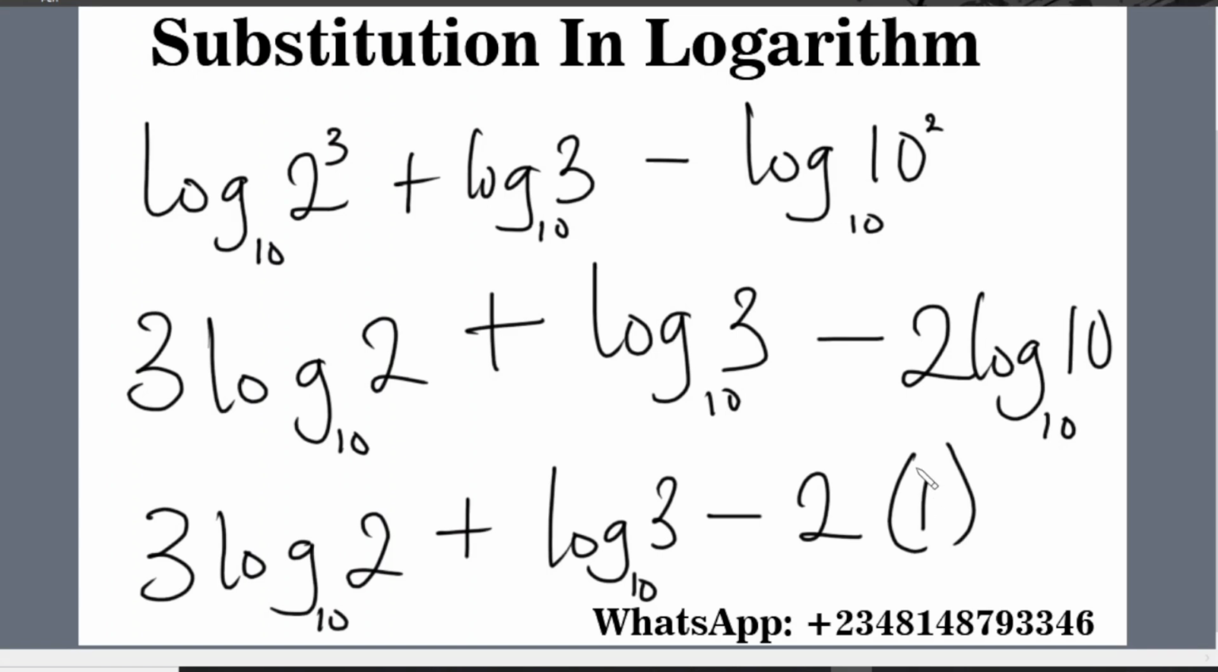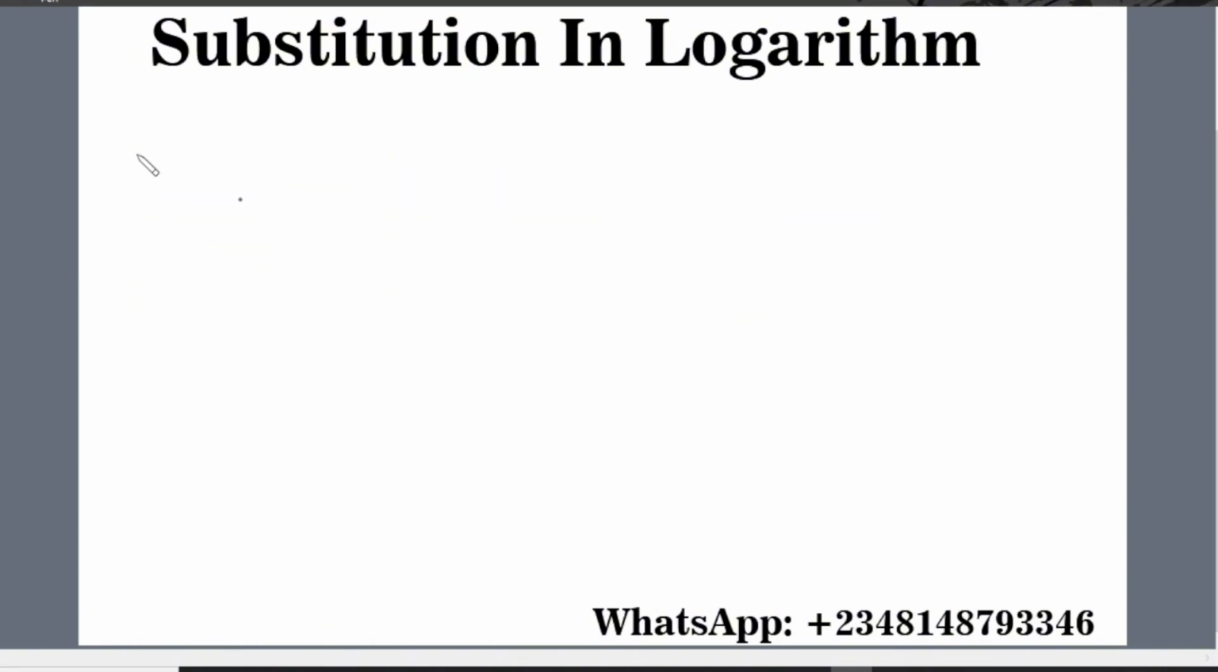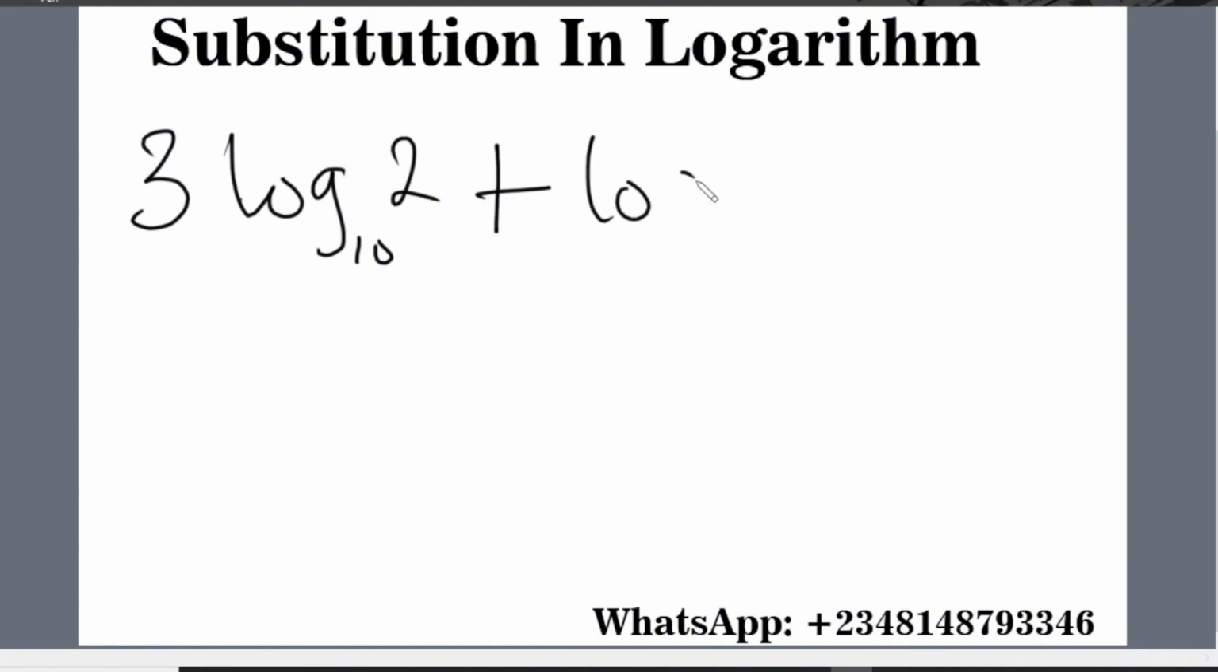Log of any number to itself as a base is equal to 1. This was treated in our first video on logarithm. So we have log 10 and we have base 10, so it becomes 1. So here we have 3 log 2 to base 10 plus log 3 to base 10 minus 2 multiplied by 1, which is 2.